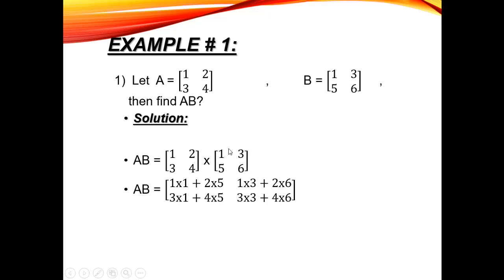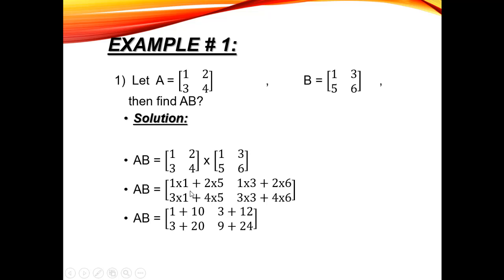Row to column: 1 times 1 plus 2 times 5. Similarly repeat this step for the second column, first row then second column: 1 times 3 plus 2 times 6. We multiply rows to columns in the matrices. Similarly the second row will multiply with the first column, like 3 times 1 plus 4 times 5, and the second row will finally multiply with the second column: 3 times 3 plus 4 times 6. Now you just need to multiply and add the values and you will get the answer.